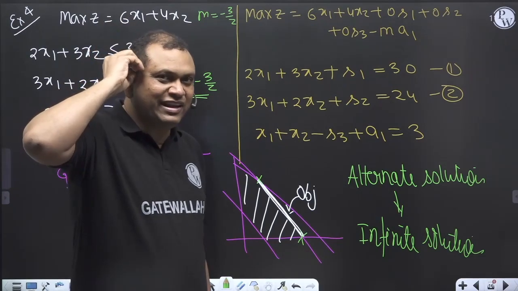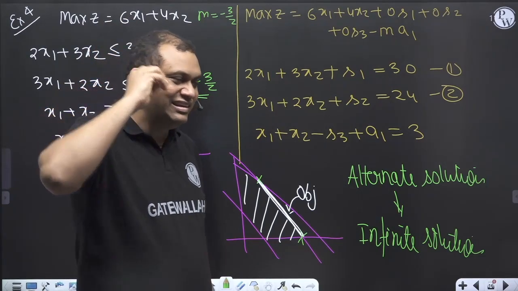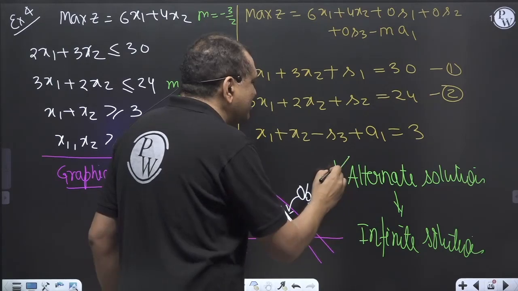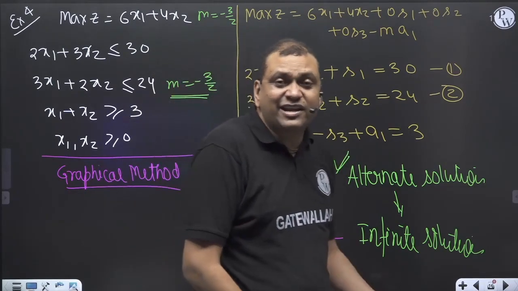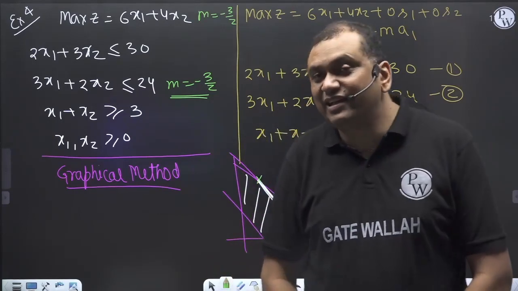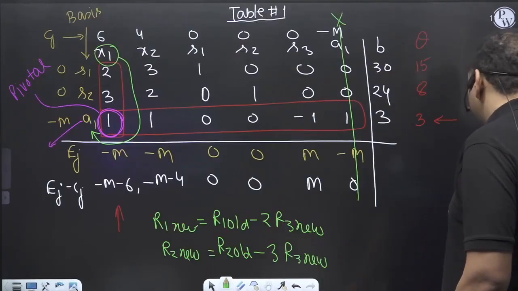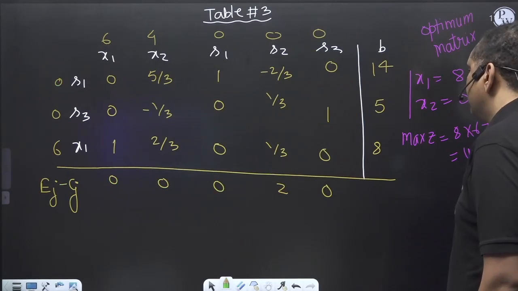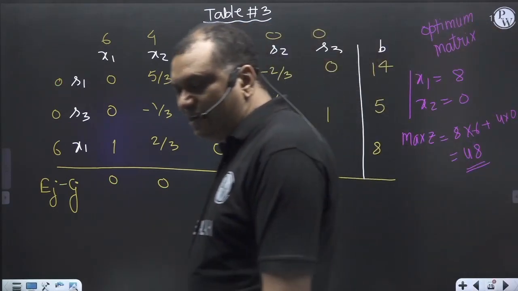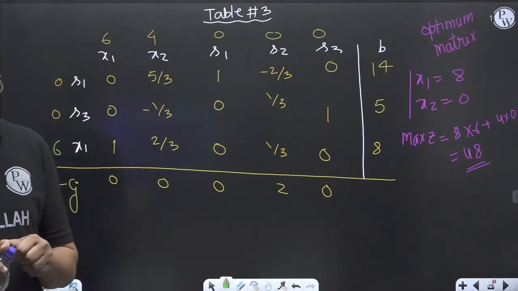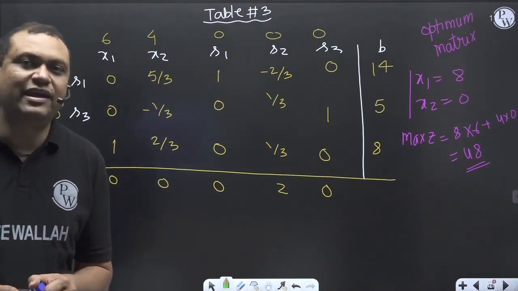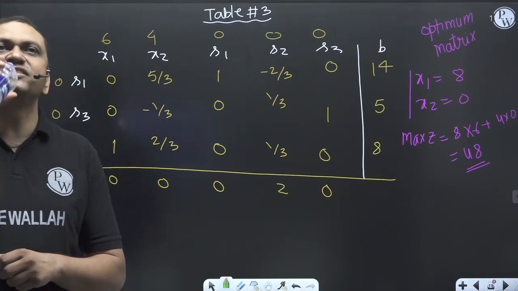By looking at the final matrix, how will I identify that there are alternate solutions? Like this one. This is the final matrix. By looking at the final matrix, is it possible to identify that there are alternate solutions?